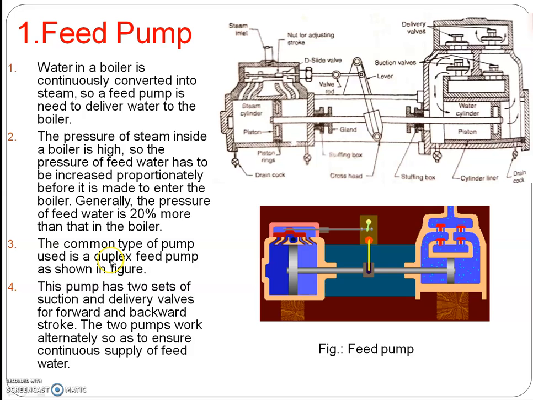The common type of pump used is the duplex feed pump, as shown in the figure. This pump has two sets of suction and delivery valves for the forward and backward stroke. The two pumps work alternately, so they ensure a continuous supply to the boiler.